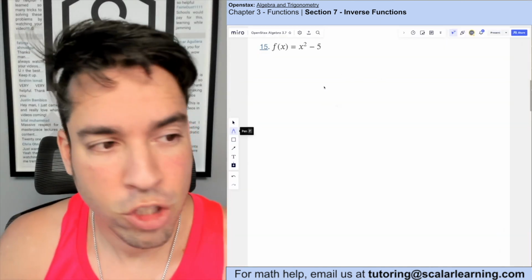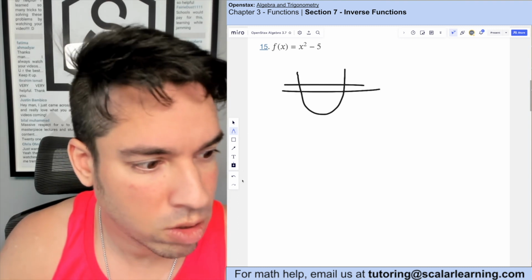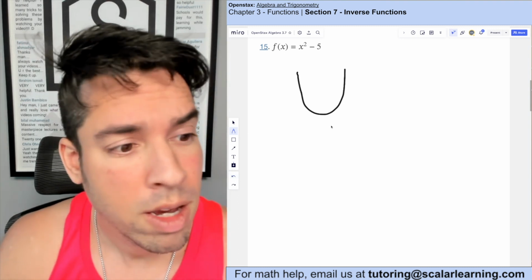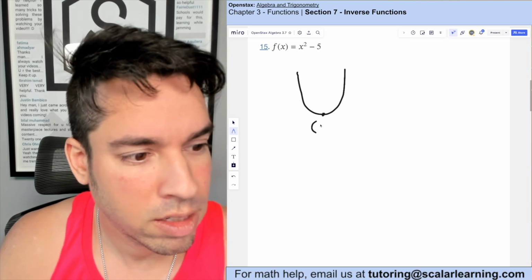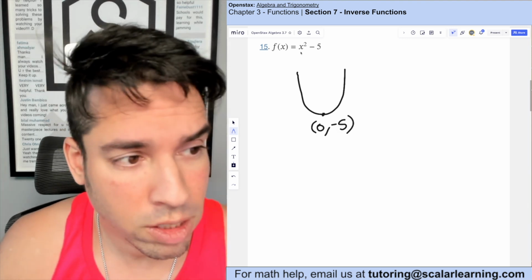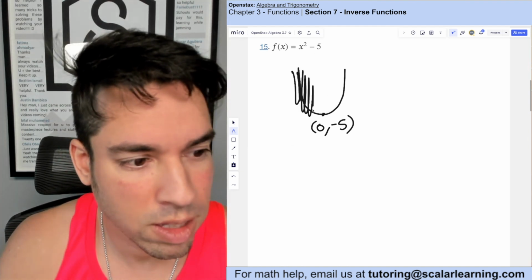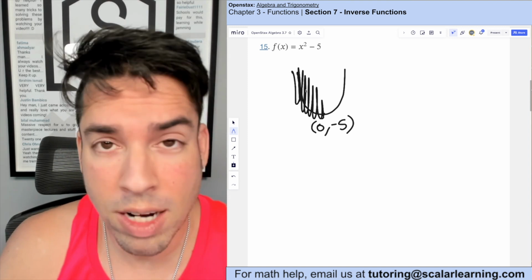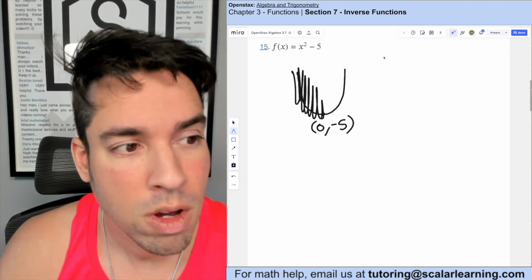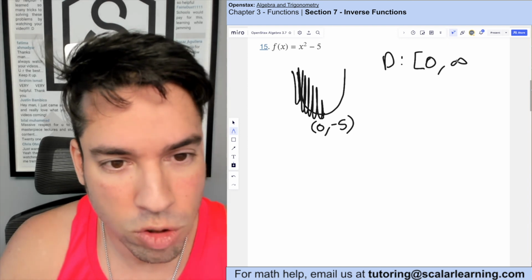Once again, we have to restrict the domain because this is a parabola and it's going to fail the horizontal line test. This parabola happens to have a vertex at (0, -5), right? That is based on vertex form. So we know the vertex is there. And so if we just remove this left-hand side with the domain restriction, we're going to have a 1-to-1 function. So check this out. My domain is going to start at 0 and then go to infinity.